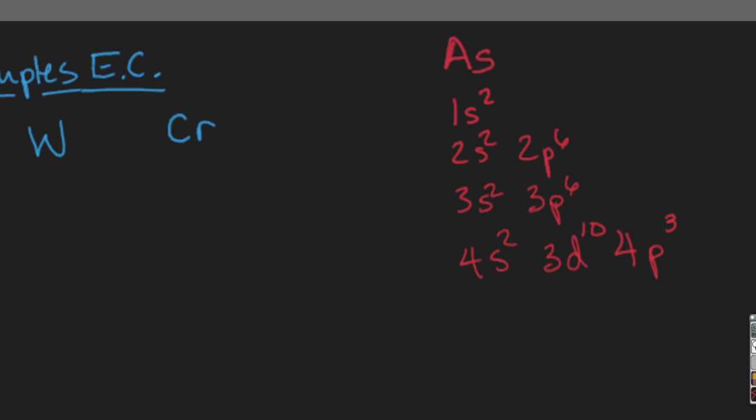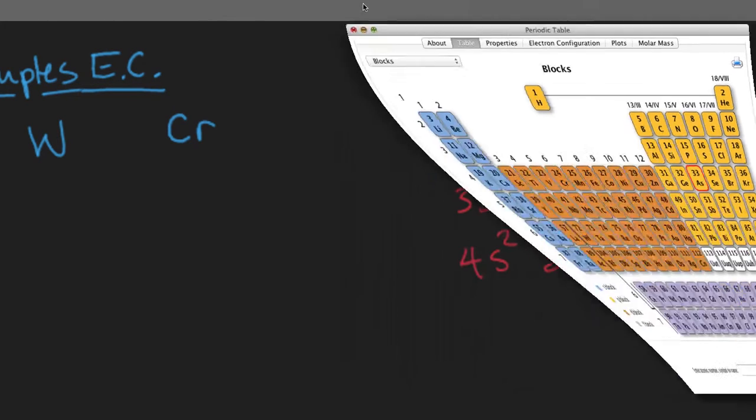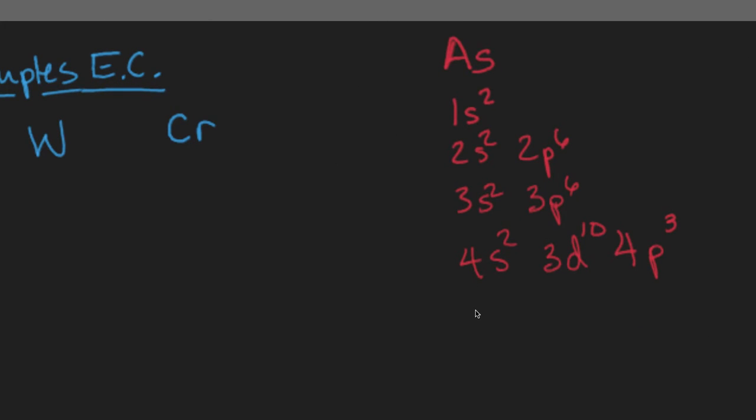Okay? Again, using the shorthand notation would be preferable here, because all you have to do is argon and then this outermost valence shell. So if I did the shorthand notation, it would be argon again, and then 4s2, 3d10, 4p3. Valence means outermost shell. Okay, that's your shorthand.